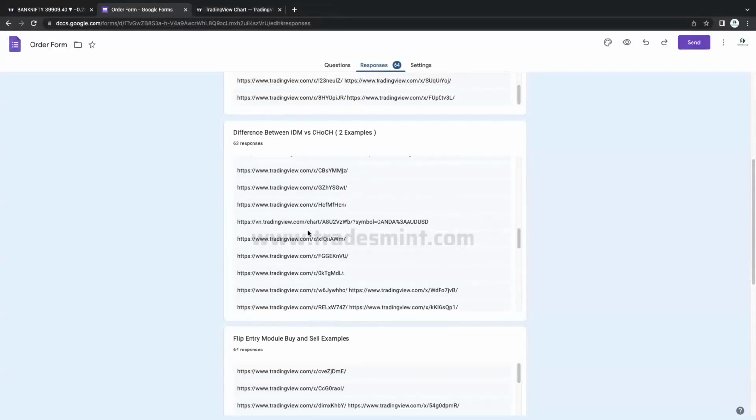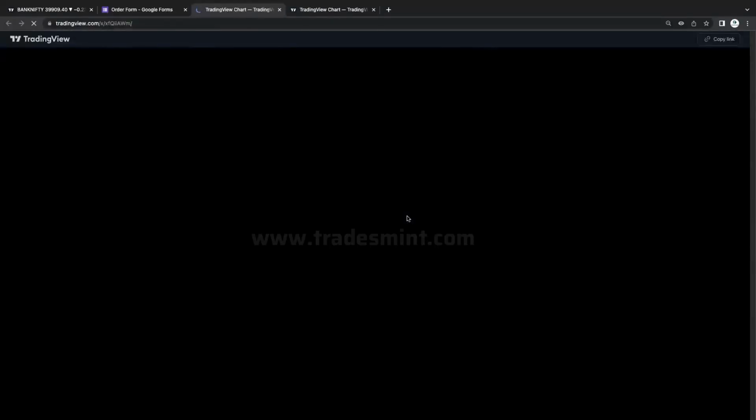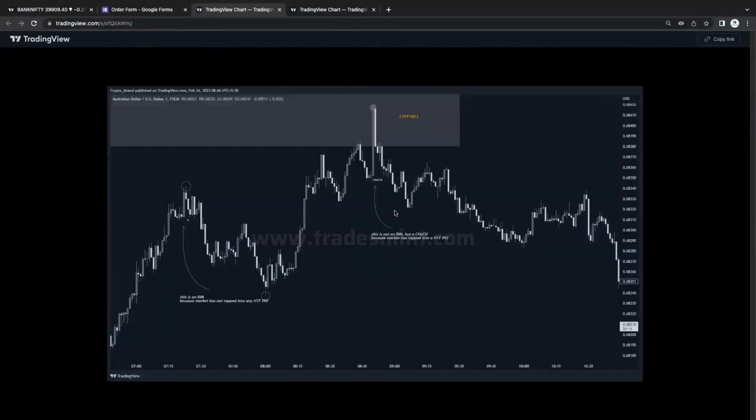Okay, now let's check another one. CHoCH. This is not an inducement. This is a CHoCH because the market tapped on a higher time frame PDI. Exactly. So when price breaks the first pullback, this is called a CHoCH, not an inducement. This one is an inducement because price did not tap on a higher time frame PDI.